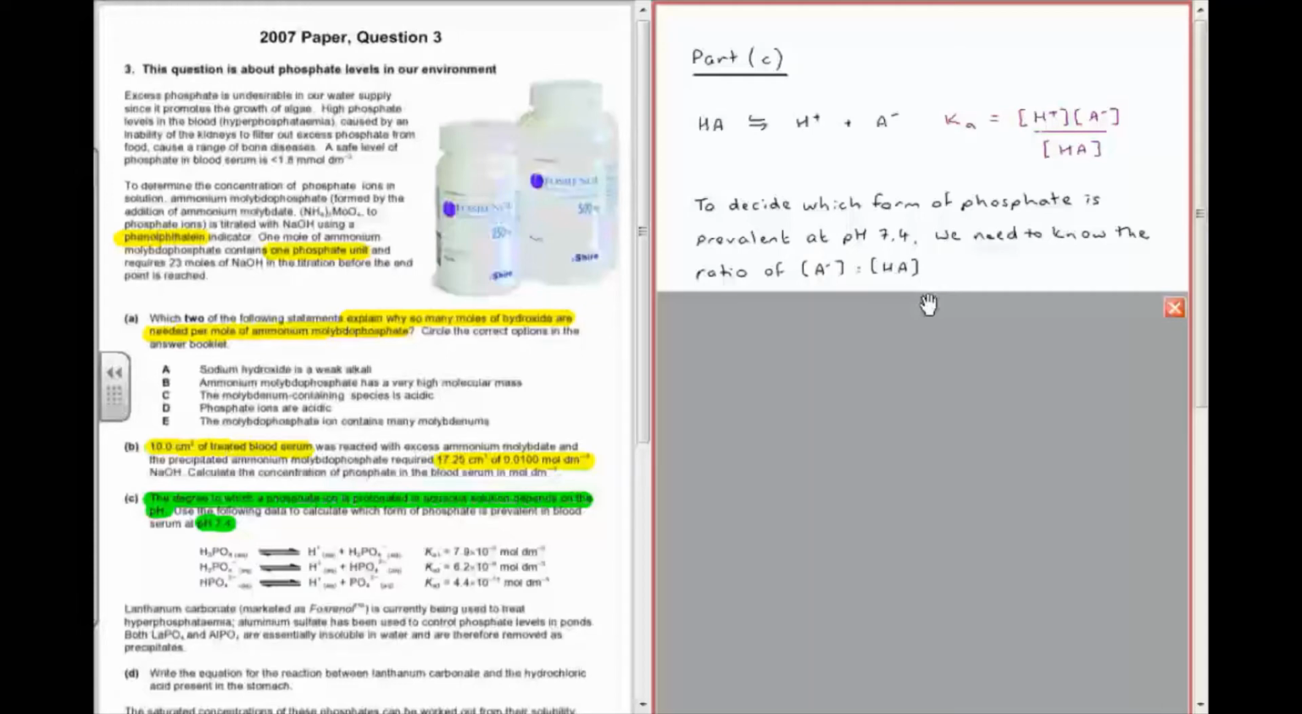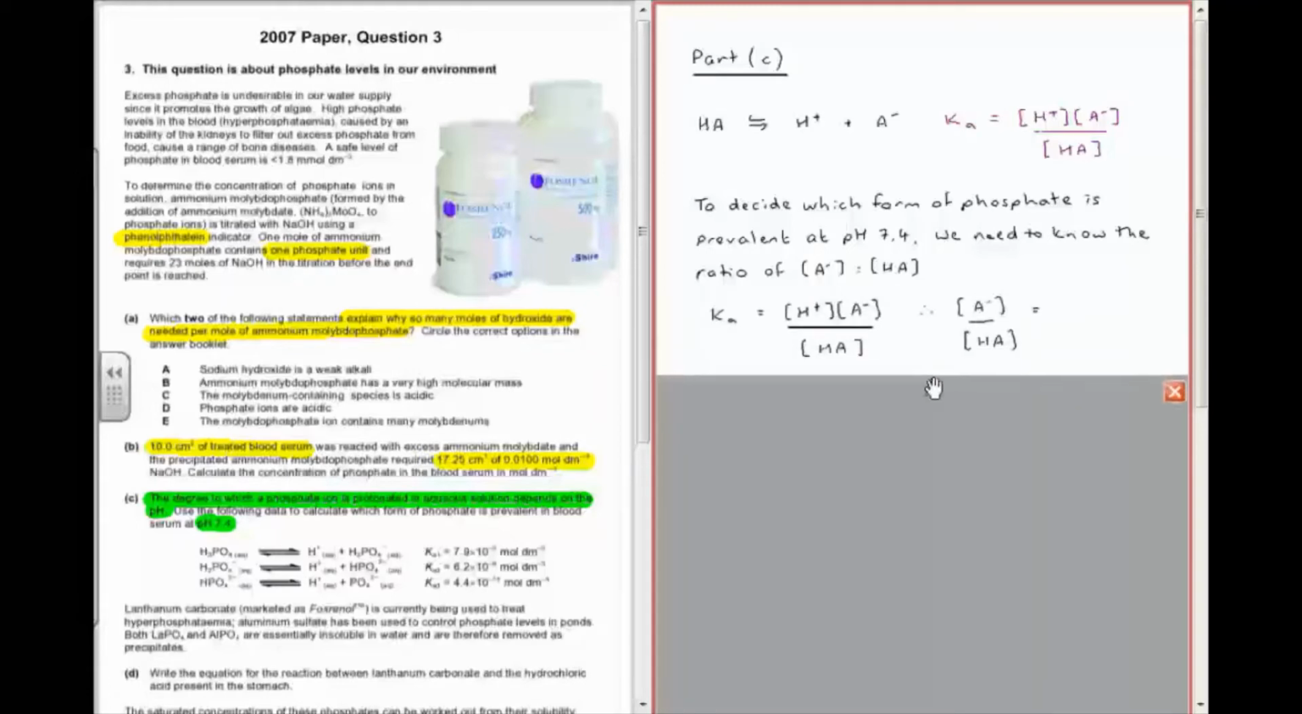Since we know that the Ka is equal to the concentration of H plus times the concentration of A minus divided by the concentration of HA, we can rearrange this to give a value for the ratio of A minus to the concentration of HA as being equal to the acid dissociation constant divided by the concentration of H plus.